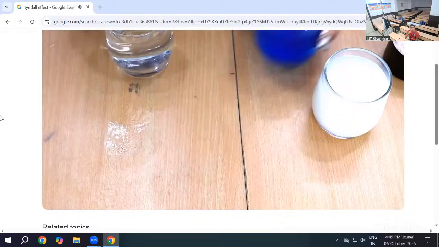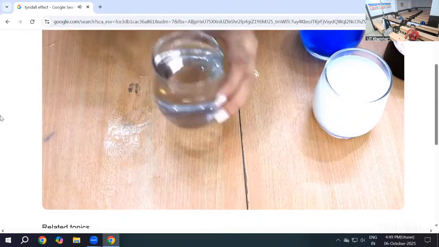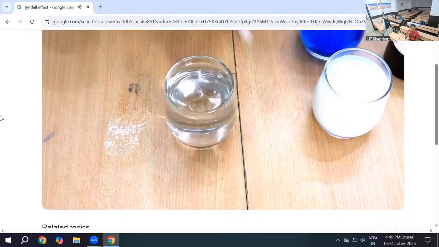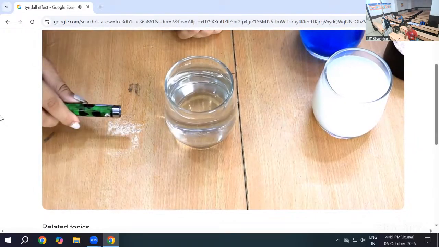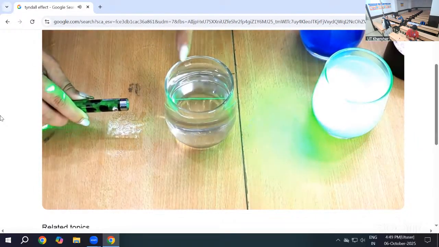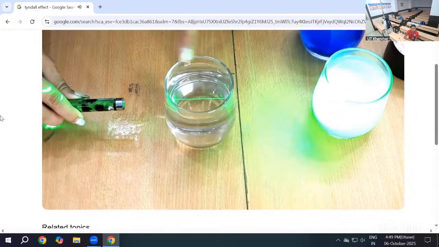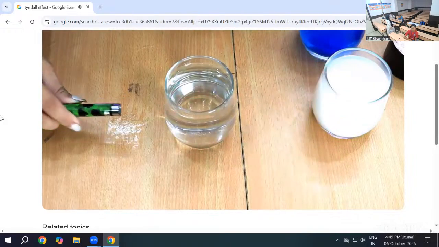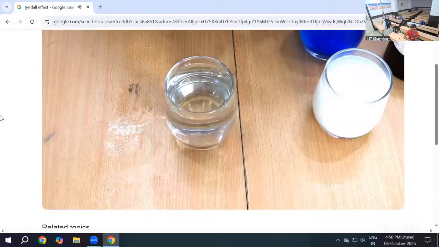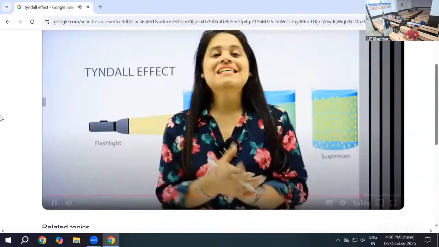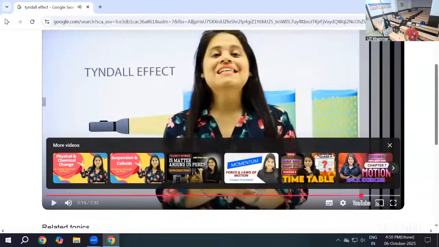अब यही same चीज अगर हम करने की कोशिश करें solution के साथ, तो solution में Tyndall effect नहीं होता. यहाँ पे जब मैं light मारूंगी तो आपको दिखेगा कोई scattering नहीं है, सीधी यहाँ पे हमें light जाती हुई दिख रही है. So this is our Tyndall effect. अब आगे चलते हैं slide पे. So guys, okay, thank you.